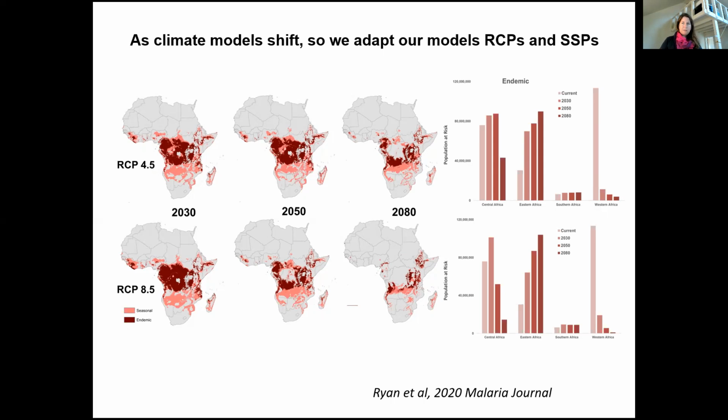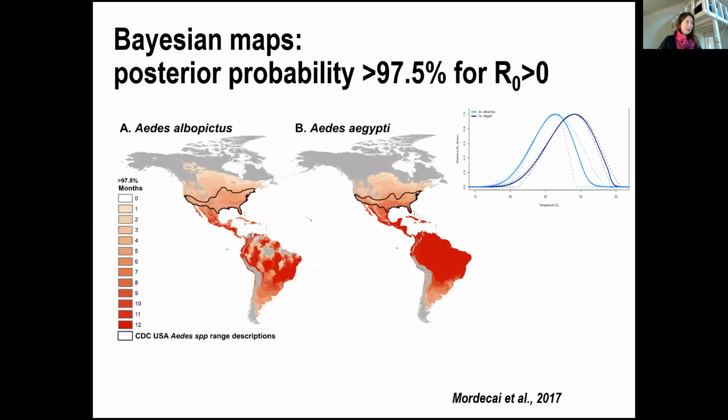And so as we start combining these models, we're really thinking about what does the future really look like on the landscape, and how does that population at risk change? And so we're thinking about these policy frameworks. I'm going to skip back now to some of this 80s work that we did.